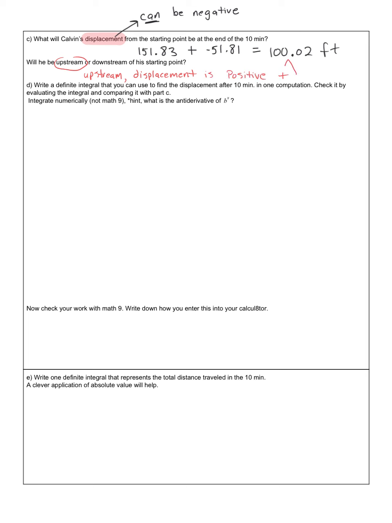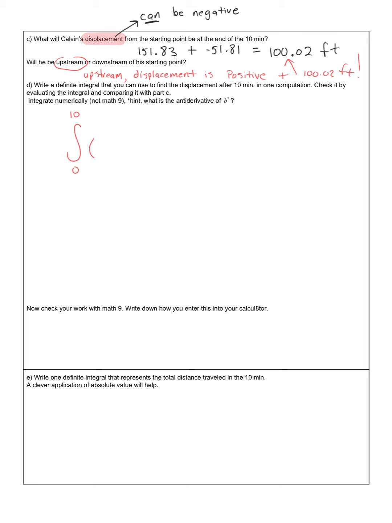All right, positive 100.02 feet. Okay, all right. Let's look at the next one, part D. We are going to write a definite integral that you can use to find this displacement after 10 minutes in one computation. Rather than splitting it up into two intervals, positive and negative, we are going to just write one integral from 0 to 10.